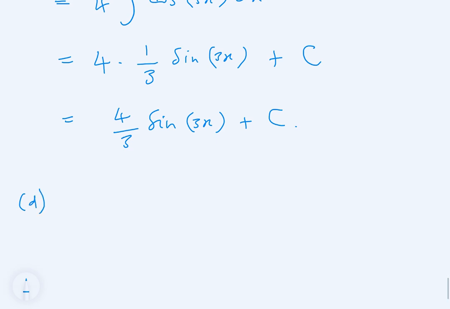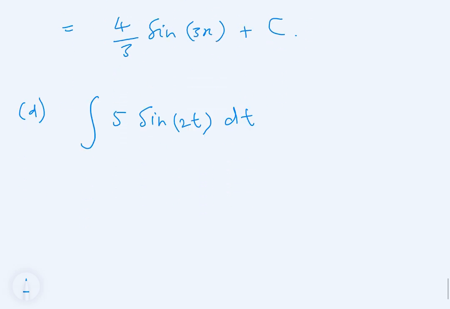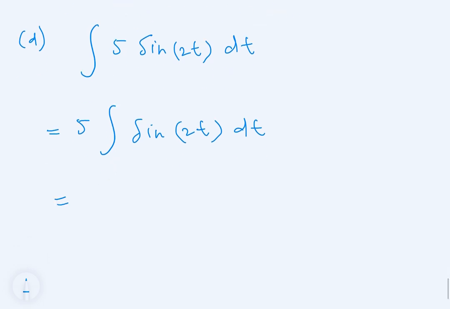And then for d, we're integrating 5 multiplied by sine 2t with respect to t. Same thing with this integral. You're going to take out the 5 because it's a constant, multiplied by the integral of sine of 2t with respect to t. Then you look at the formula sheet and find the formula that corresponds to this integral.